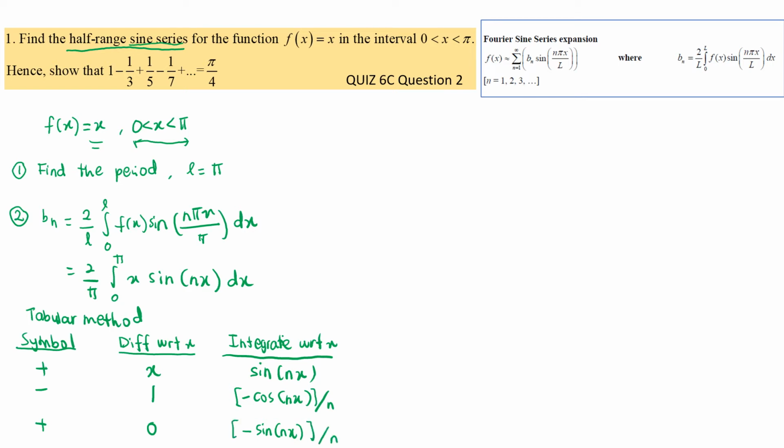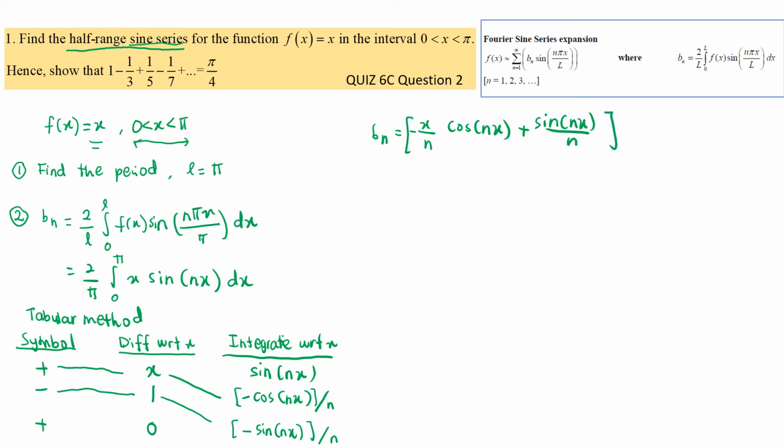Okay, now we have already solved the integration, so we rewrite this as bn equals x over n cos nx times negative, and then the second term is negative times 1 times negative sine nx over n, so you get plus sine of nx over n, where the limit is from 0 up to pi, and then bn here must be multiplied by 2 over pi.